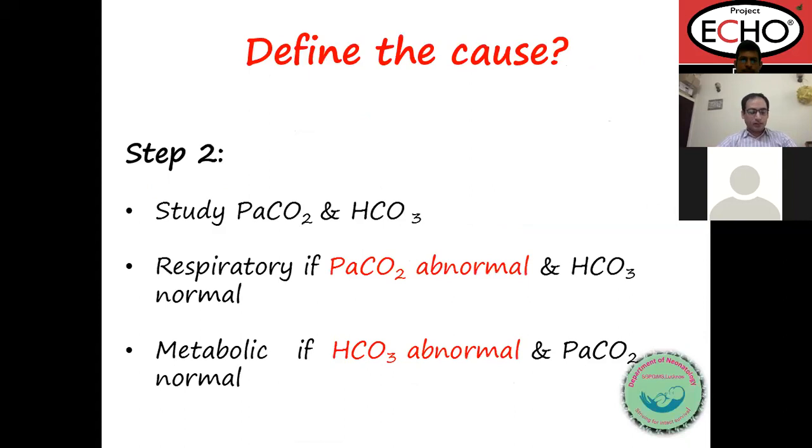So again, recapitulating the same point. If it is respiratory, the CO2 has to be abnormal and it has to explain the change in the pH. And if it is respiratory, it has to be PCO2 which is abnormal with normal bicarbonate, or there can be compensation. And if it is because of the metabolic component, the bicarb has to be abnormal and it should be able to explain the change in the pH. Next slide, please.